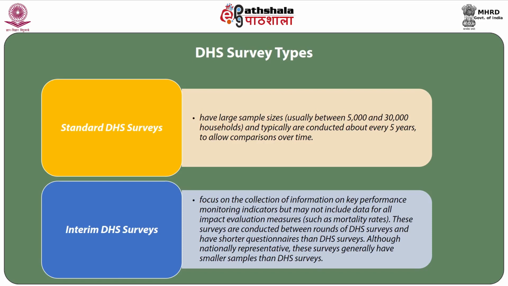There are two types of DHS surveys: standard DHS surveys and interim DHS surveys. Standard DHS surveys have large sample sizes and are typically conducted about every 5 years to allow comparisons over time. Interim DHS surveys focus on the collection of information on key performance monitoring indicators, but may not include data for all impact evaluation measures. These surveys are conducted between rounds of DHS surveys and have shorter questionnaires than DHS surveys. Although nationally representative, these surveys generally have smaller samples than DHS surveys.